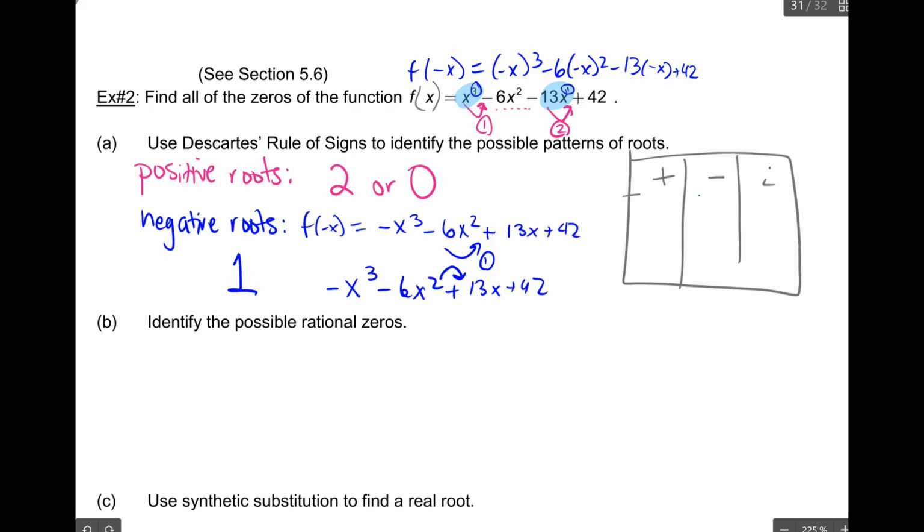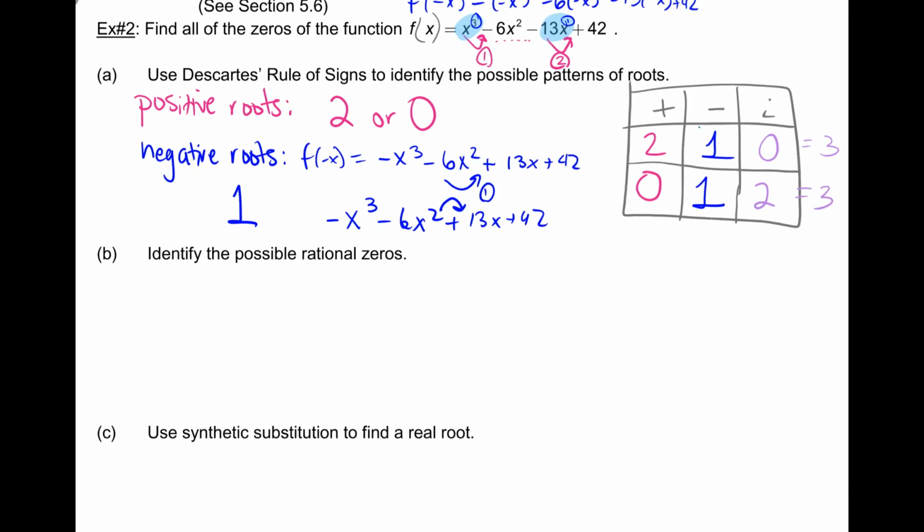How many roots should we have total? Let's see. If I have 2 shirts and 1 pair of pants, I'll have 2 combos. Since my highest exponent is 3 with the original function, I'm going to have 3 total roots. So if I have 2 positive roots and 1 negative, and I'm supposed to have 3 total, that leaves no room for any imaginary. If I have 0 roots plus 1 imaginary, and the total has to equal 3, 0 plus 1 is 1, plus what number equals 3? 2. So those are our only 2 combos.